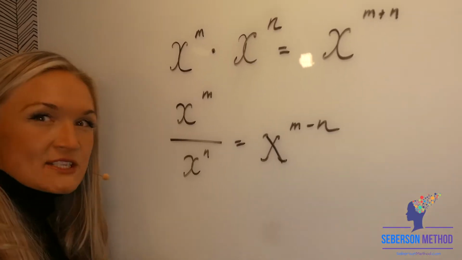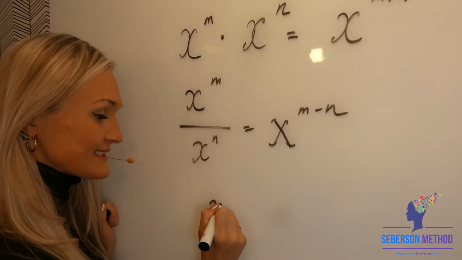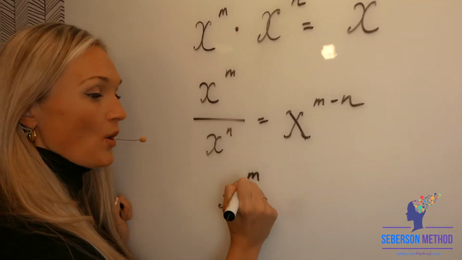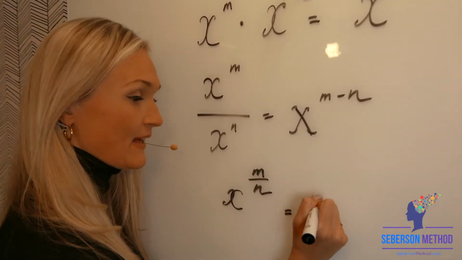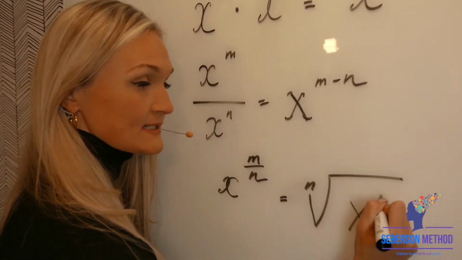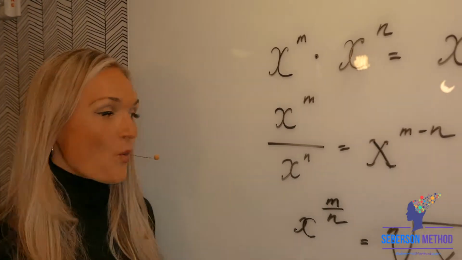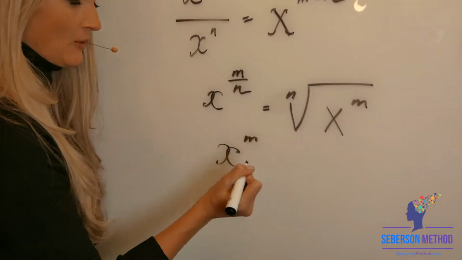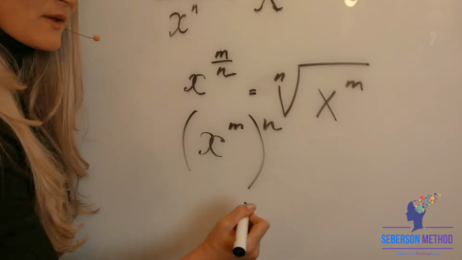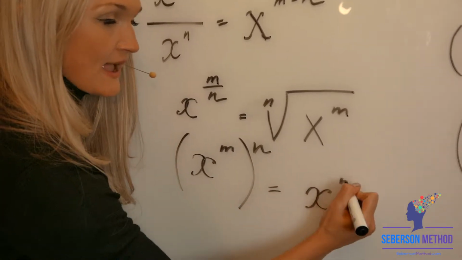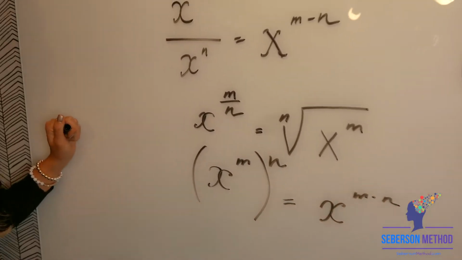Next rule. Now let's do a fractional exponent. What happens when x is raised to a power of m over n? We're going to get the nth root of x raised to the m's power. So 2 more rules to go. Now, when x is raised to the m power, and then all of it is raised to the nth power, what happens? Now it's x raised to m times n. So far, we're looking at 9 different rules.